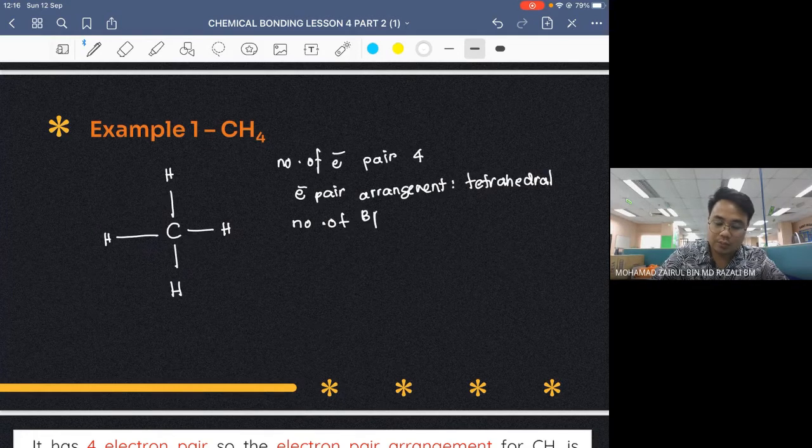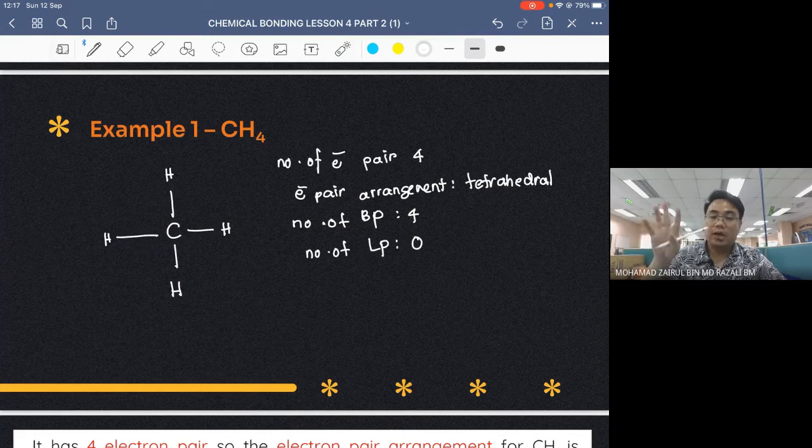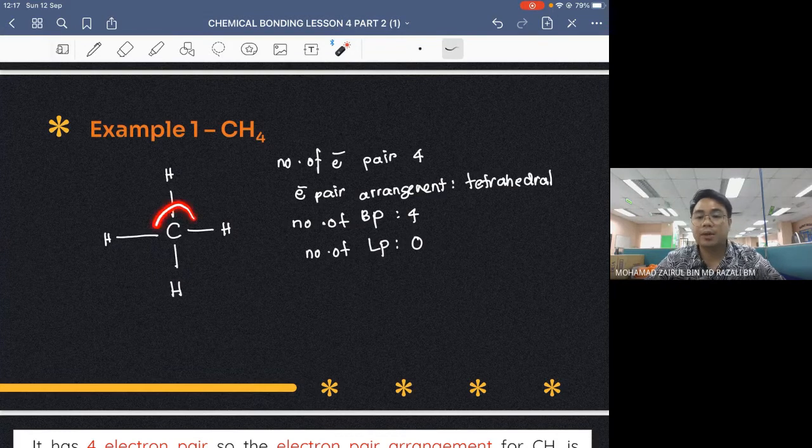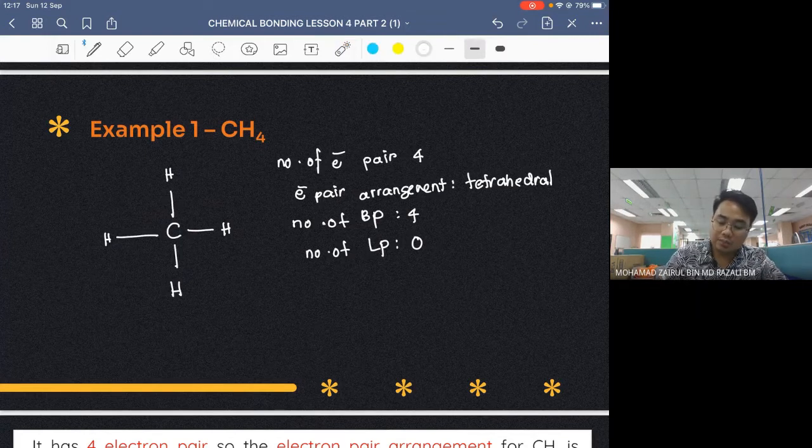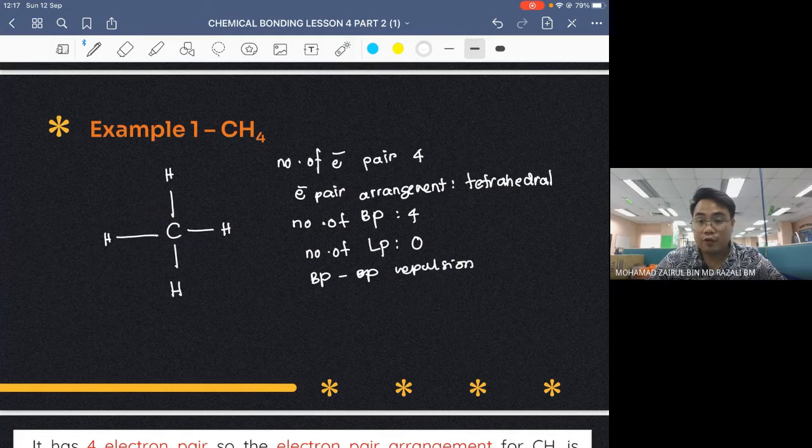Then we need to state the number of bonding pairs. Kalau awak tengok, we have 1, 2, 3, 4, so number of bonding pairs equal to 4. Number of lone pairs, kita tengok dekat central atom tak ada lone pair, so number of lone pairs is 0. If you look at the Lewis structure, the repulsion itu hanya exist between bonding pair and bonding pair, sebab around the central atom carbon ini does not have any lone pair. So that's why kita hanya perlu consider bonding pair repulsion. Number of bonding pairs 4, number of lone pairs 0.